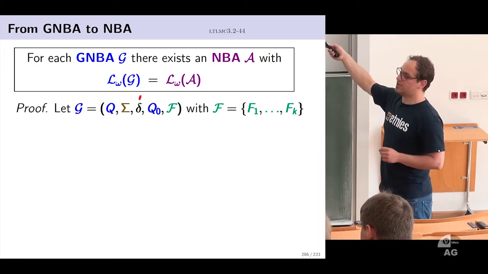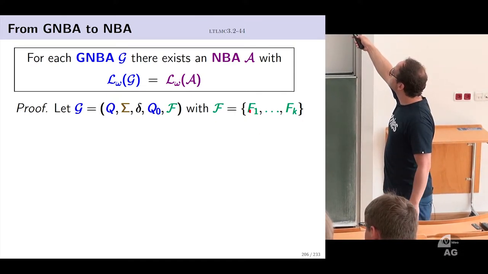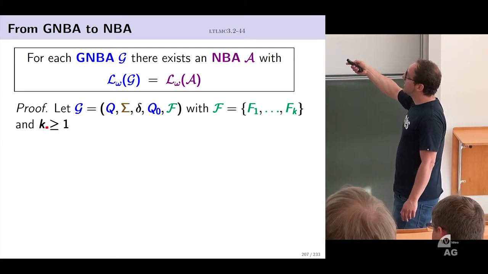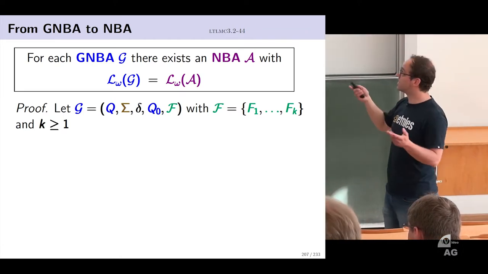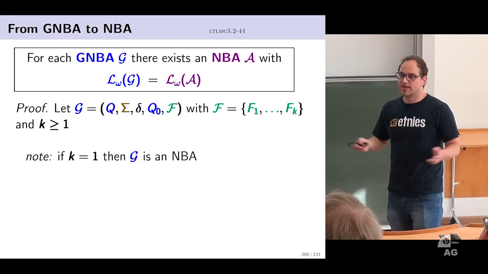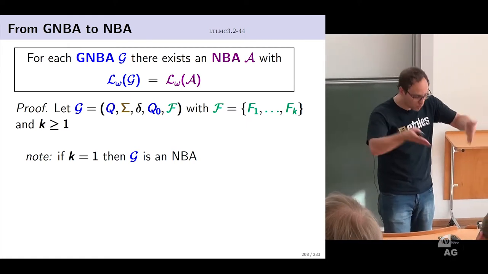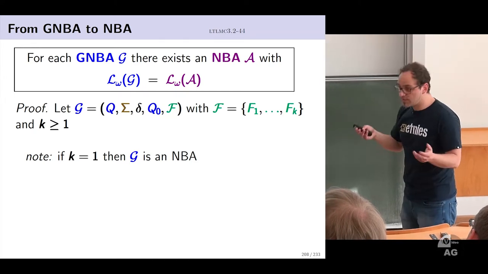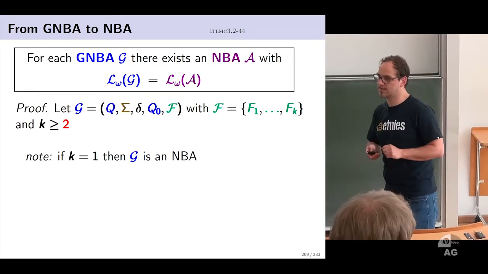Now suppose we have a GNBA G. This is what we start with, and we want to construct an NBA A from that. And our GNBA has accepting sets F1 up until FK. Now, I just said that we can assume there is at least one in there, right? Otherwise, we can construct an equivalent one that has one accepting set. Now, for the case where it's one, it's actually pretty boring, because then we already have an NBA. Because you need to visit that one set infinitely often, you can directly take that set as the acceptance condition for your non-deterministic Büchi automaton. So let's assume we have at least two sets of accepting states in our generalized non-deterministic Büchi automaton.